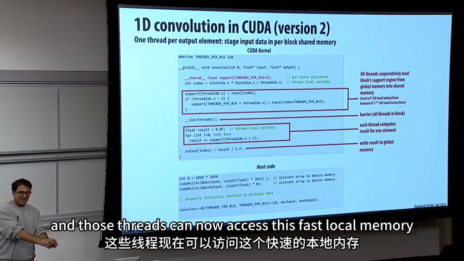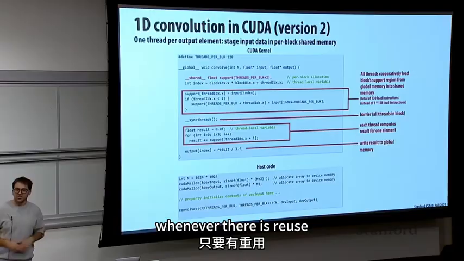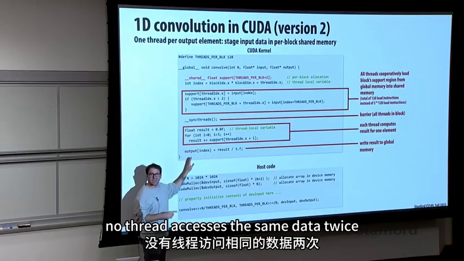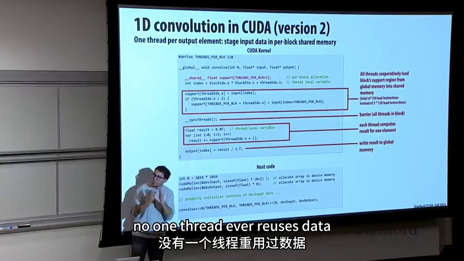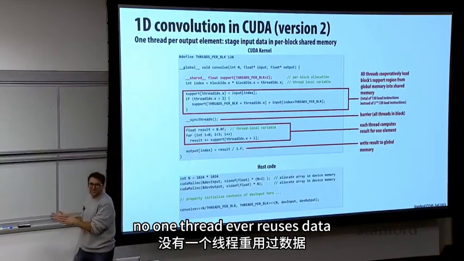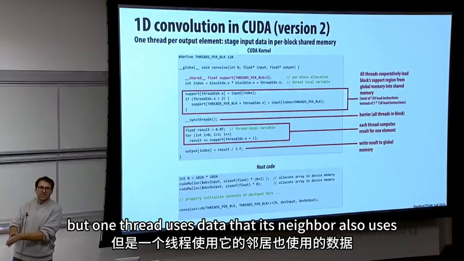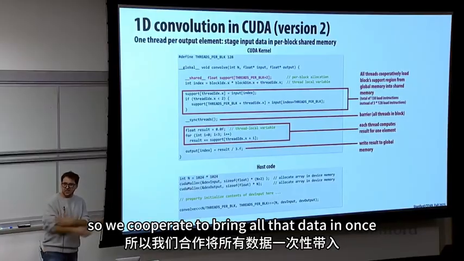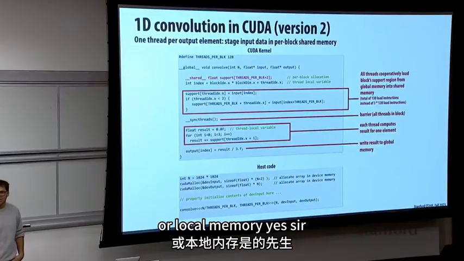And those threads can now access this fast local memory whenever there is reuse. So this code is actually saying that, look, no thread accesses the same data twice. No one thread ever reuses data. But one thread uses data that its neighbor also uses. So we cooperate to bring all that data in once, and then we do our work running out of a really fast shared memory, or local memory.